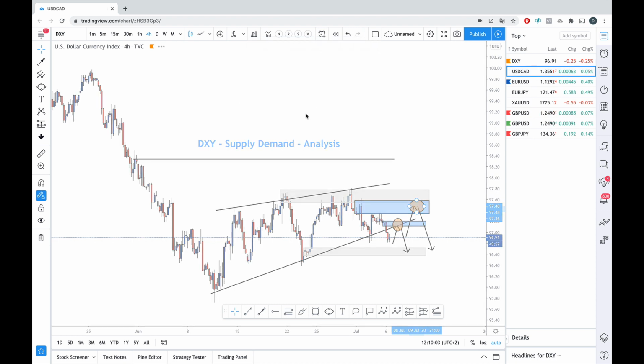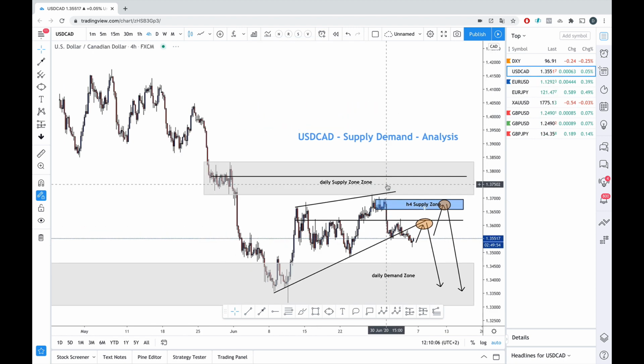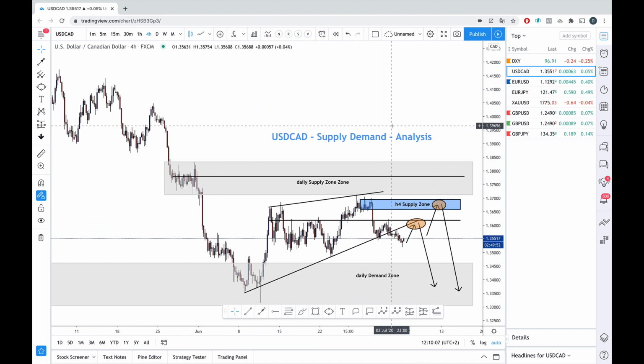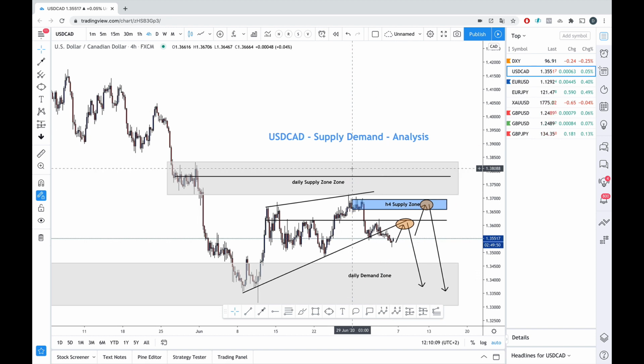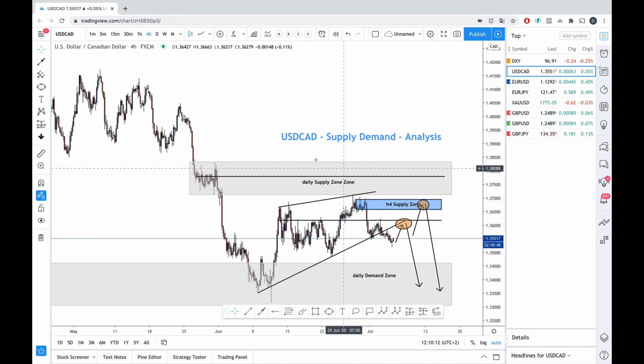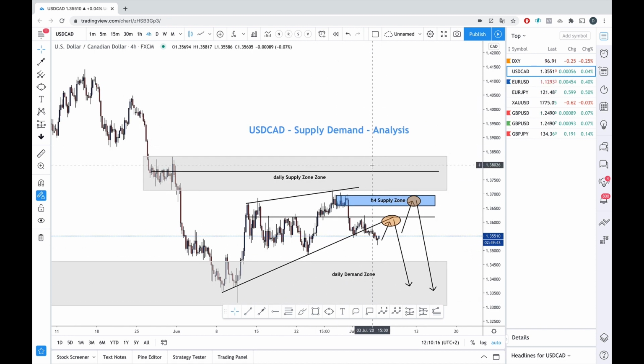Now let's go to the USDCAD pair. As you can see, USDCAD is very similar to the DXY, so this is what I was talking about with the correlation. We are between these two daily order blocks from the banks and also in this correctional pattern, and because of this break I'm expecting a retest before continuing to the downside.